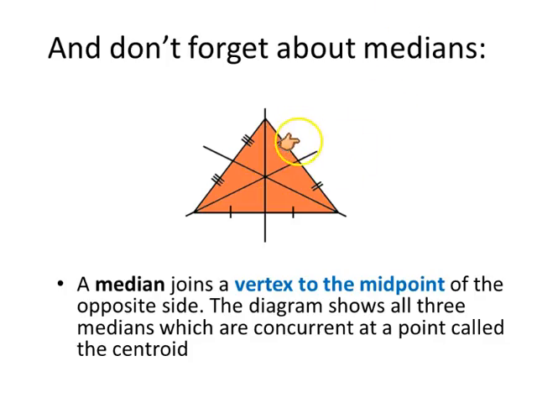All right, and let's not forget about medians. We talked about these at the beginning of the recording. A median always starts at a vertex and intersects at the midpoint. So vertex to the midpoint. It does not have to be at a 90-degree angle. It just has to intersect at the midpoint.